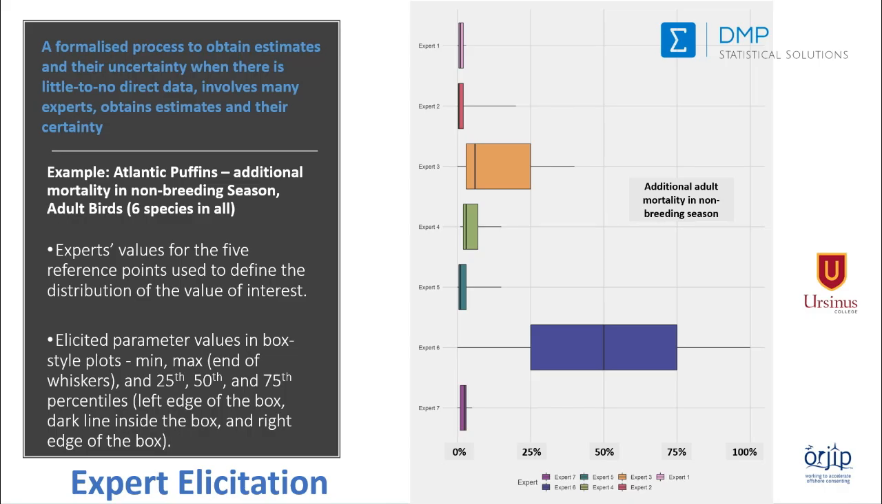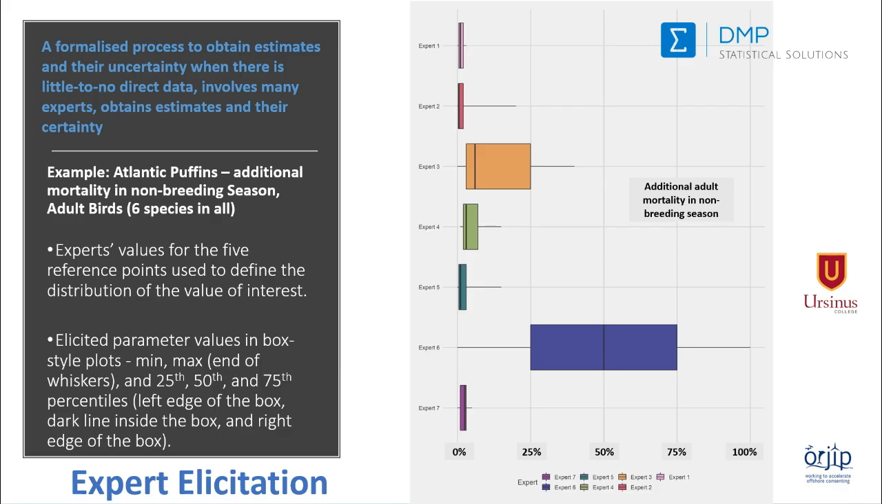Elicitation is a formalized process to obtain estimates and their uncertainty when there's little to no direct data. So this is useful for mortality rates arising from displacement because there's essentially no empirical information on this at present. It's a process that involves many experts, and it is a process whereby you can obtain estimates for the answer to a particular question, along with the certainty that those experts have in addressing that question.